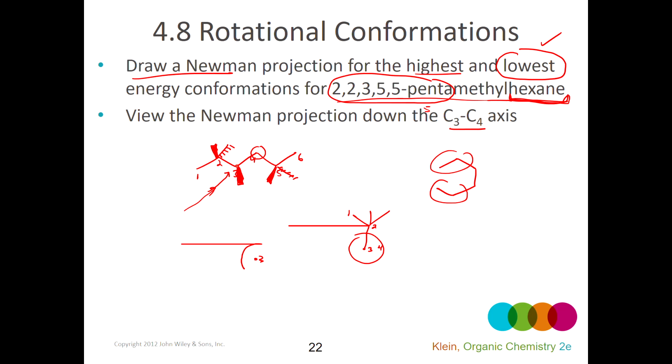What else is on 3? The methyl group with the solid wedge. That means it's coming out of the screen. So if I'm in the screen, it's going to be on my right-hand side. There's also a hydrogen there. I can leave that out if I want, or I could put it in.